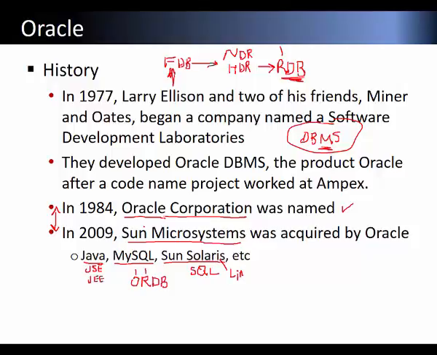The average price of a Unix box, Sun Microsystems box, in the early 1990s was about $10,000. Some expensive Unix Sun Microsystems Solaris servers were, I think, $50,000 or $100,000. Okay. Anyway, so this is the history.